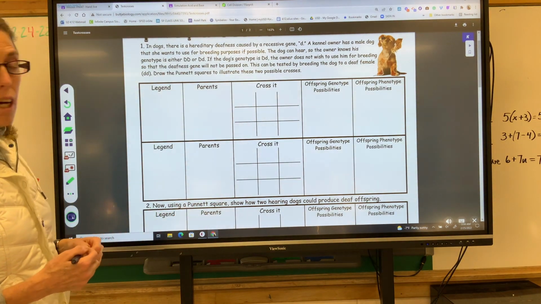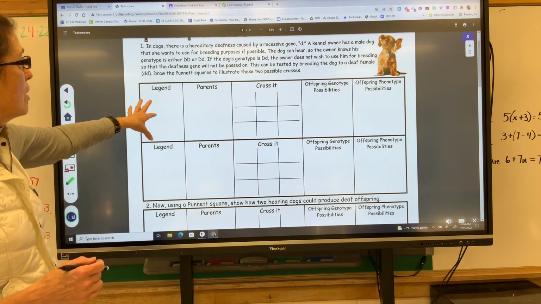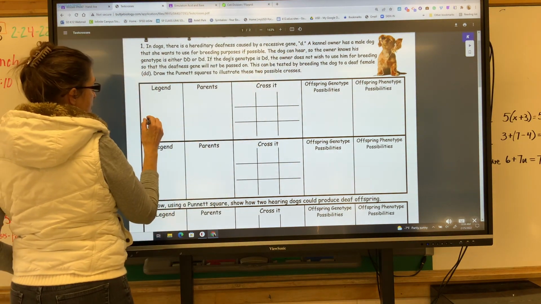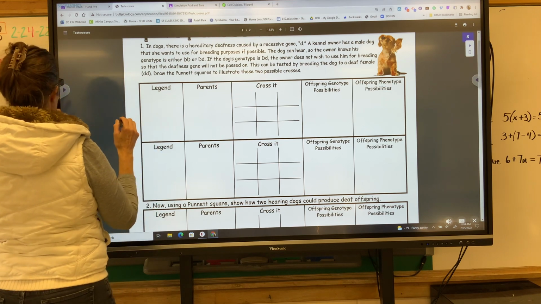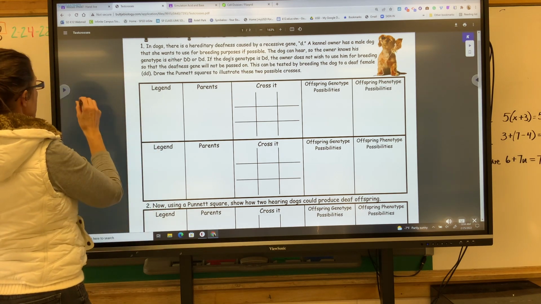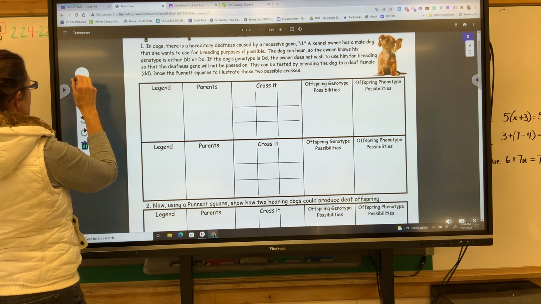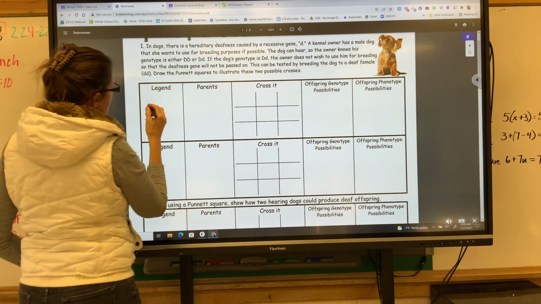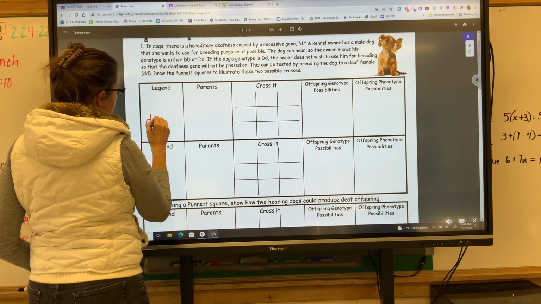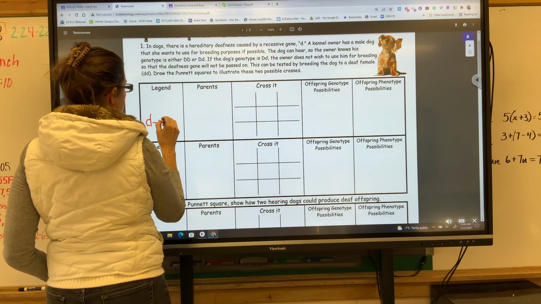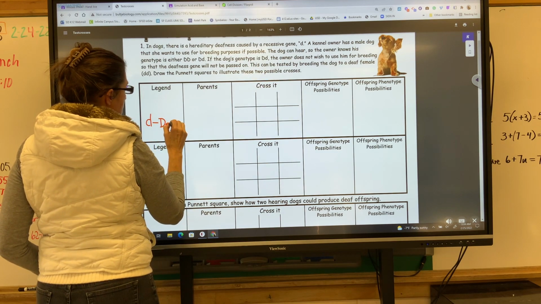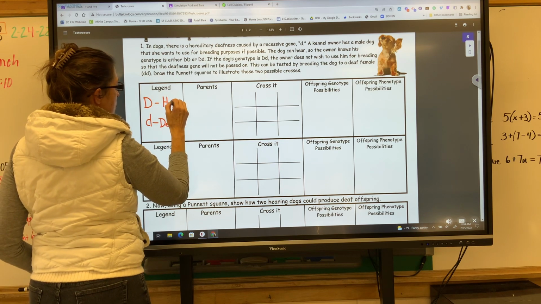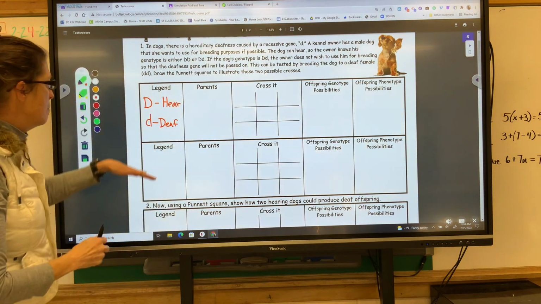Draw the Punnett squares. All right, so let's work on this in the sense of the legend. We know that the small d is recessive, and that means they are deaf. So the capital D means they can hear. That's the legend, and it's going to be the legend for both.